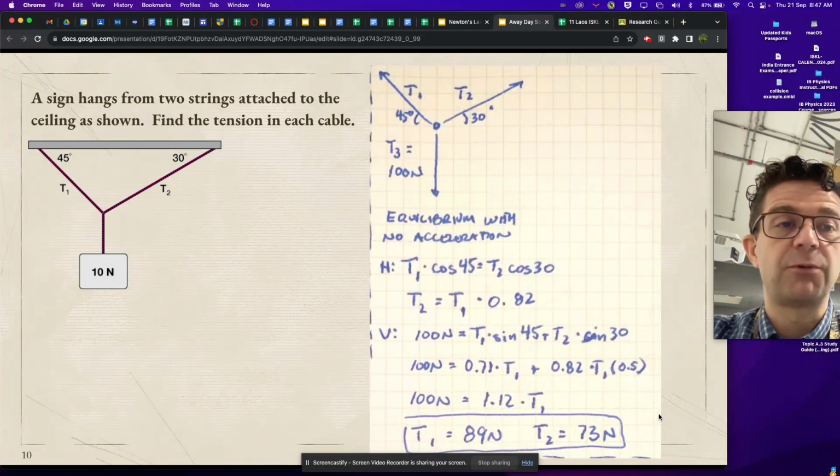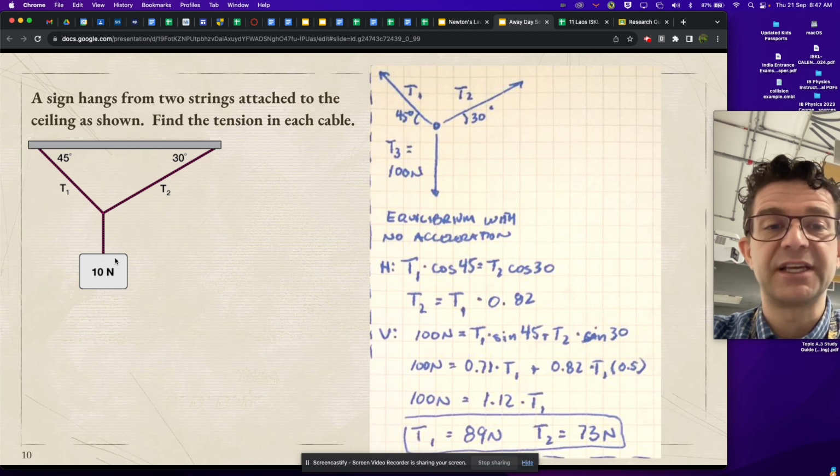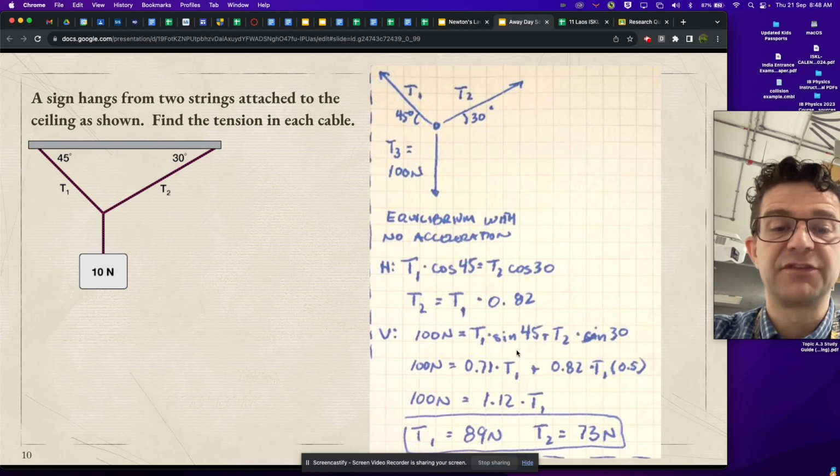So for the first one, when we draw the free body diagram, we have tension 1, tension 2, and the downward tension. Oops, looks like I have another mistake here. In my solutions, I said that this was 100 newtons down. It looks like I made the mistake of assuming that this was a 10 kilogram sign instead of a 10 Newton sign. So my numbers are going to be off by a factor of 10 as I go through the problem.